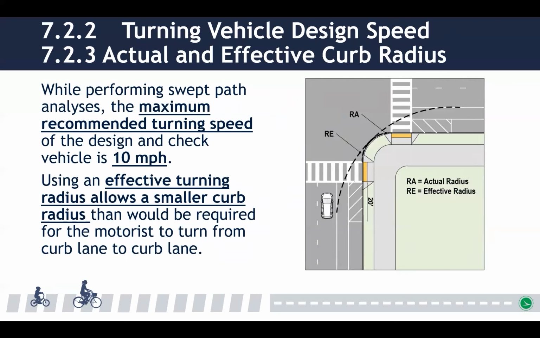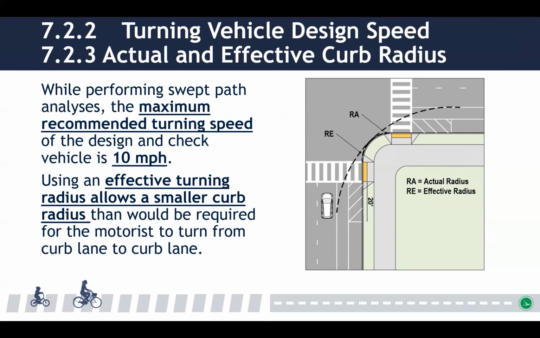Once the intersection design and intersection check vehicles have been determined, 2 distinct radii need to be considered when designing street corners. The first is the actual radius of the street corner itself, and the second is the effective turning radius of the selected design and check vehicle. The effective turning radius is the radius needed for a turning vehicle to clear any adjacent parking lanes and to align itself with the receiving travel lane.